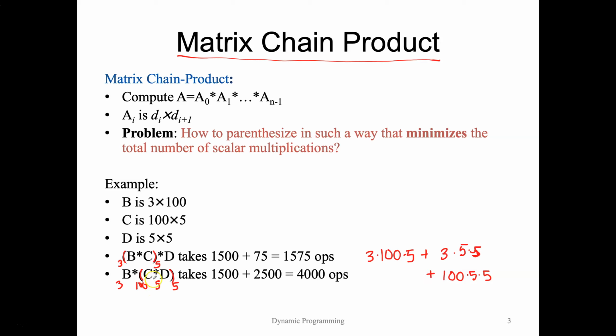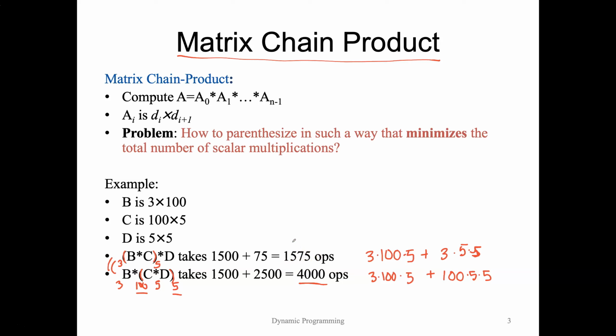And then we have our resulting matrix, which is a 100 by 5 matrix. In order to multiply that with B, this will take 3 times 100 times 5. So we end up getting something which is larger. This requires 4,000 operations. We're going to get the same value in both of these instances, but one of them required fewer operations. So definitely we want to group this in such a way where we don't have as many operations that we have to perform.